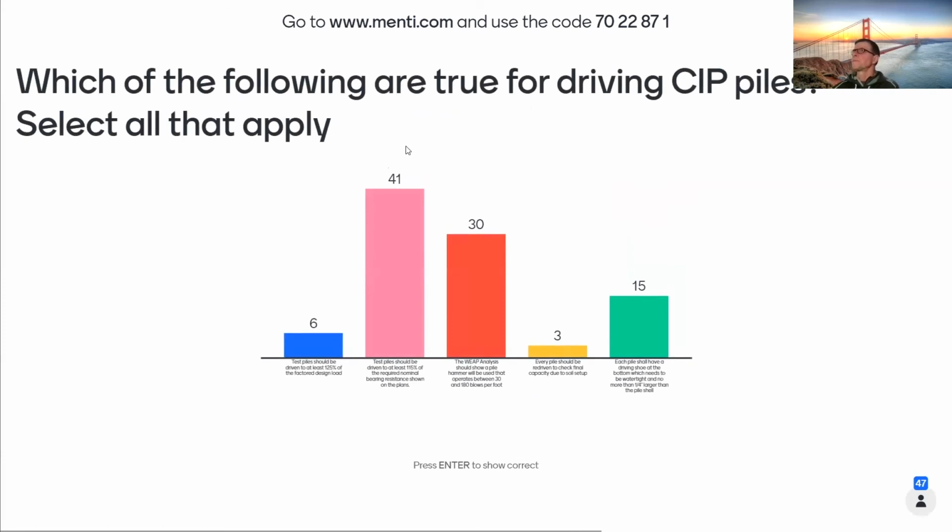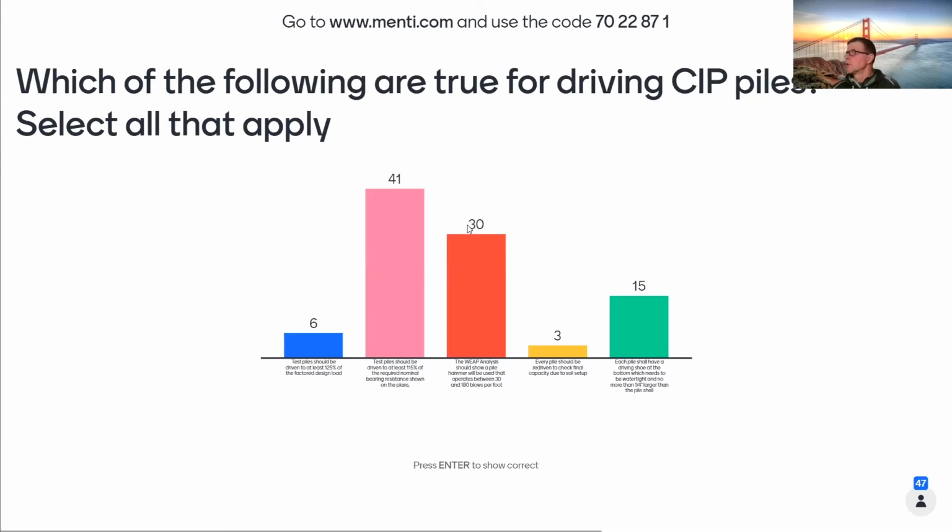Which of the following are true for driving CIP piles? Select all that apply. Test piles, 125% of factored design load? No. Test piles should be 115% of required nominal bearing resistance shown on the plan. So this one is true. Test piles get a little bit more just to make sure that we are getting to a good point.